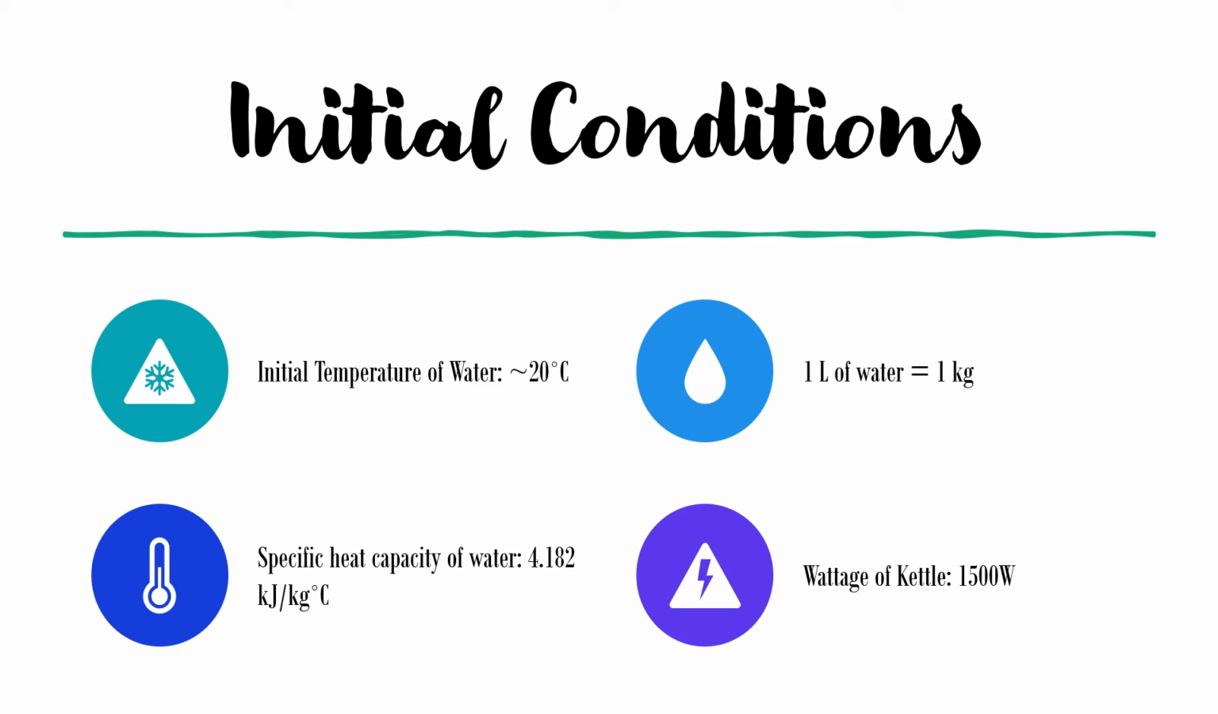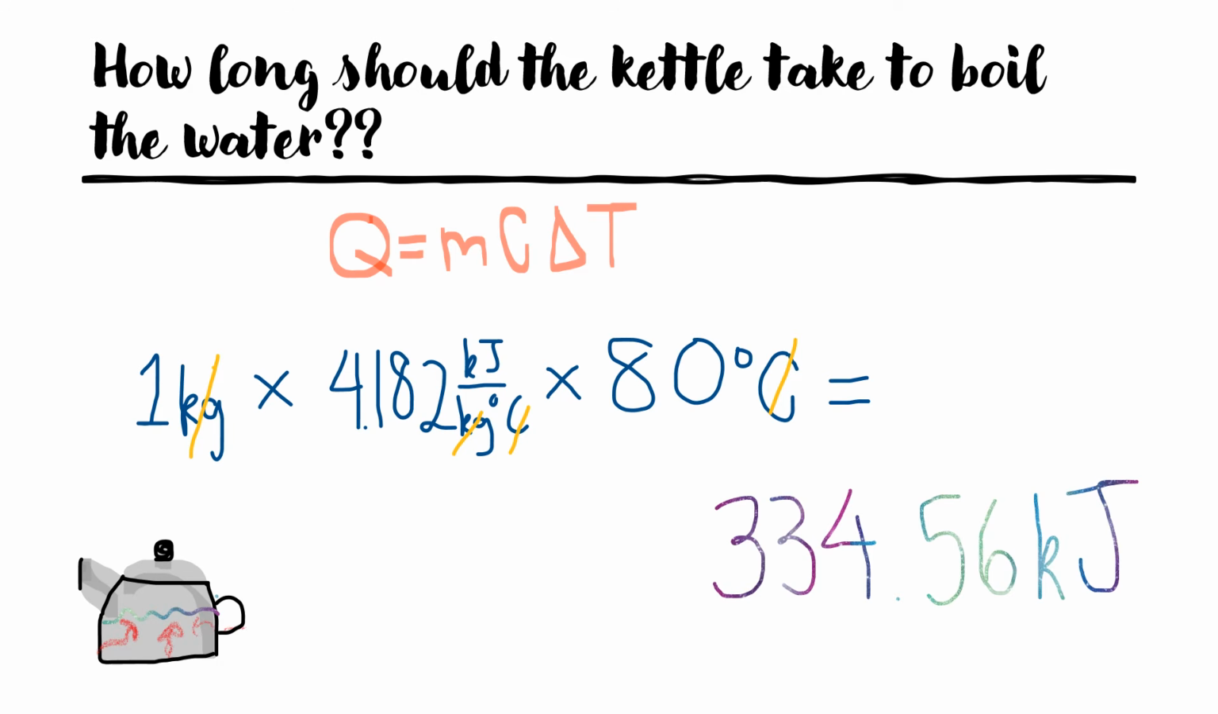To find the time it takes the kettle to boil water, we first need to set some initial conditions. First, we'll assume that the temperature of the water will be around 20 degrees Celsius. Also, my kettle boils a liter of water, which also happens to be 1 kilogram. Then the specific heat capacity of water is 4.182 kilojoules over kilograms degrees Celsius. Also, we're assuming that the energy is coming from the actual kettle, whose wattage was listed on its back end as 1500 watts. So how long should the kettle take to boil the water?